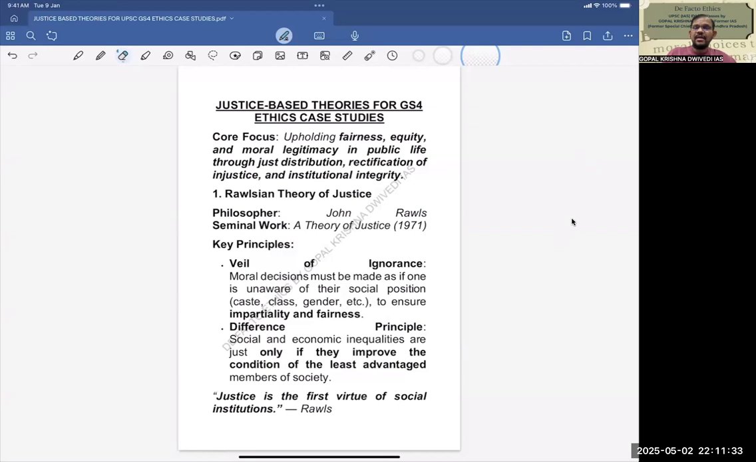Now, what is its core focus? Let us understand. As the name itself suggests, justice-based, which means it focuses on fairness, equity, moral legitimacy, etc. And it also emphasizes just distribution, rectification of injustice, and institutional integrity. So these are the main focus points as far as justice theory is concerned.